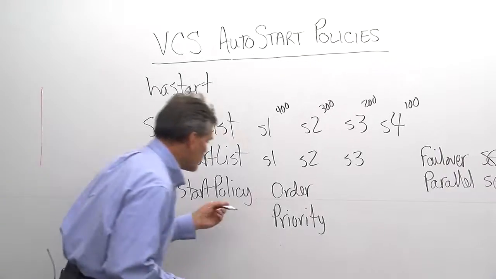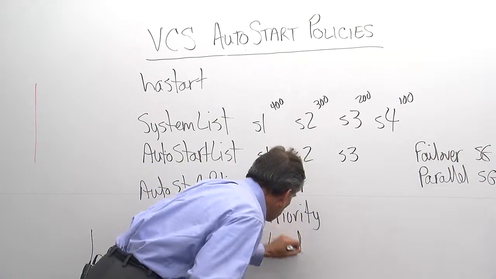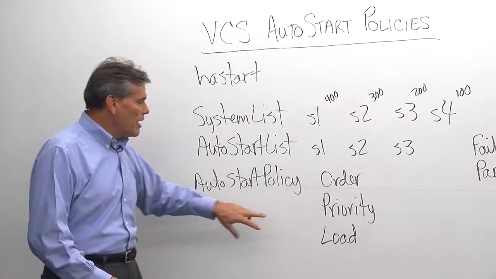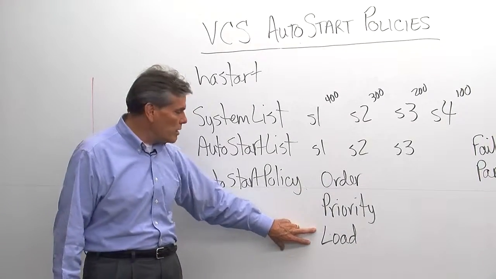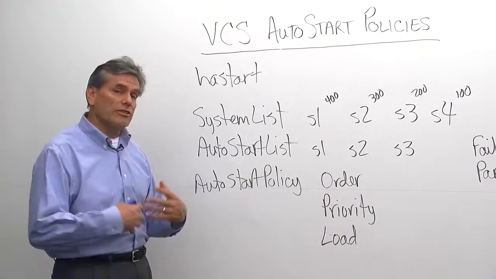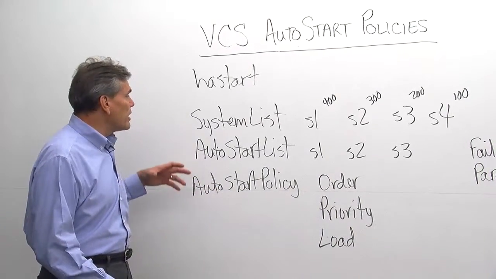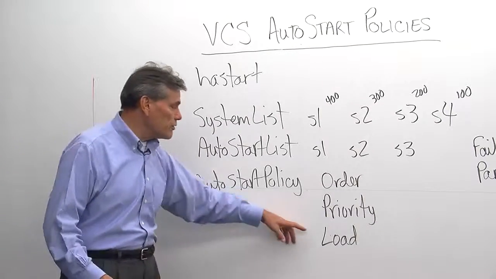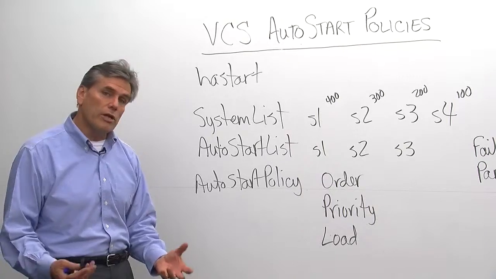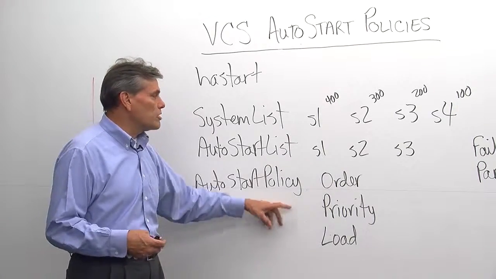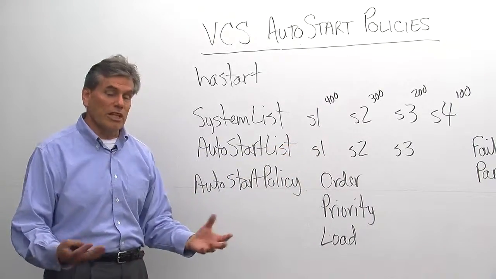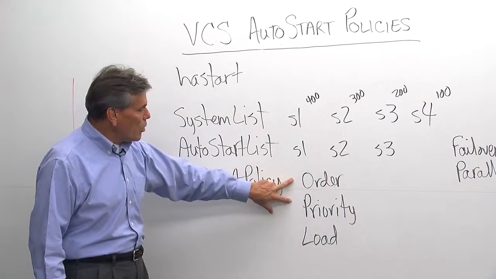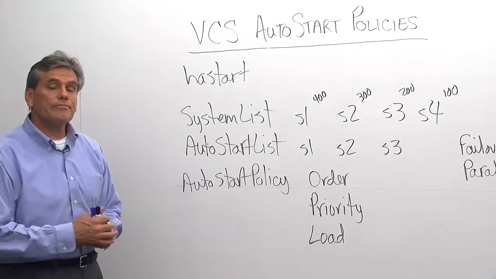And the last AutoStart policy is called load. Now this one is rarely ever used because it's not a dynamic load like adaptive HA, it's actually a static load. So you assign each system a capacity, a possible capacity, and each service group a possible load, and VCS determines which system has the most available load. Again, these are static values, and it starts up on that. So typically, order or priority are the ones that are used.